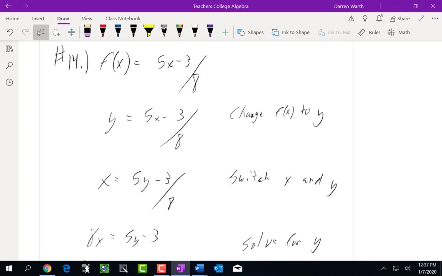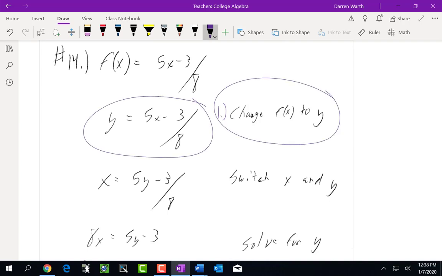Okay, number 14, it says find the inverse of the one-to-one function. So remember your rules for finding inverses. Rule number 1, you're going to change f of x to y. So you get y equals 5x minus 3, all over 8. My second rule, I'm going to switch the x and the y. I'm going to interchange them. So my y now becomes my x, and my x now becomes my y. So that's rule number 2.